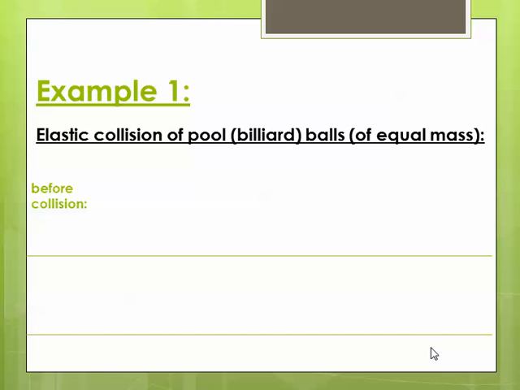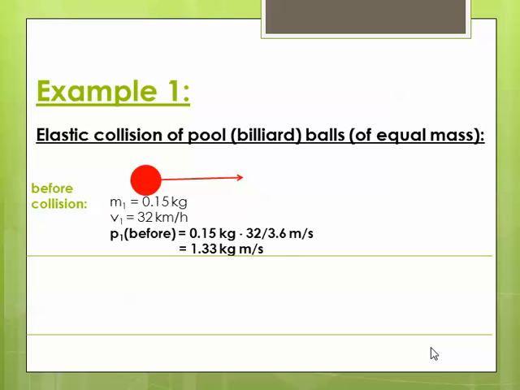So let's consider the linear momentum now. We've got two pool balls. One is here. This pool ball is flying towards another pool ball which is at rest. Here's the other pool ball, the blue pool ball, that is at rest. It doesn't move at all. But this one here is flying towards this one and it's going to hit this one at some point.